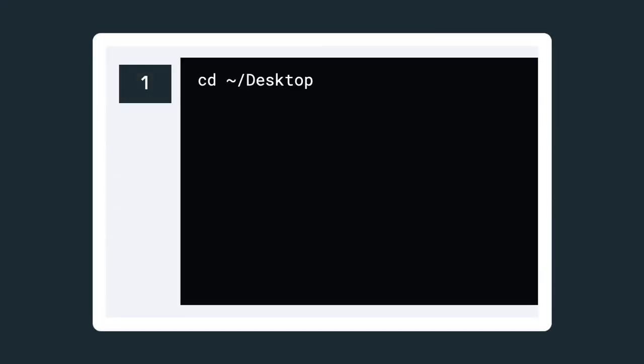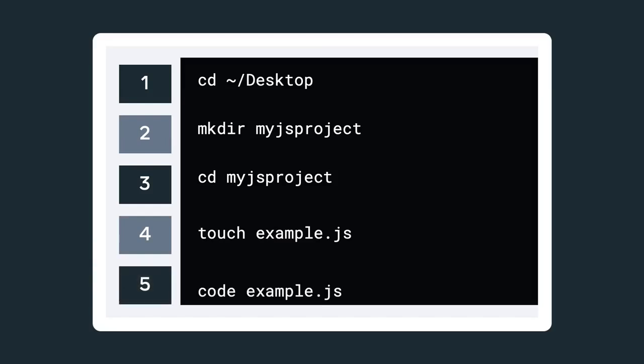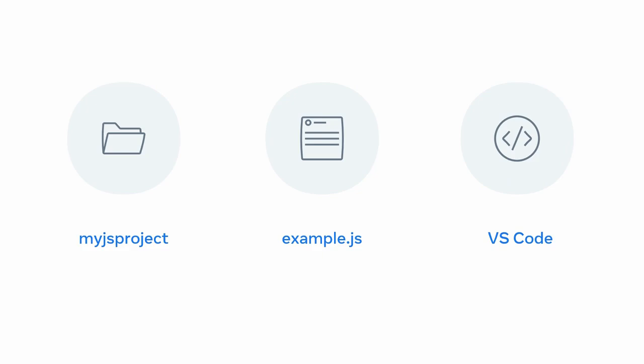The first action you'll do is to use the change directory or cd command. Then you want to use the mkdir command to make the new folder. To move into the new folder directory, you use the cd command again. And then you use the touch command to create the file. The final command is the code command, which will open the file in VS Code. If you've run all these commands correctly, you'll end up with a my.js project directory on the desktop with the example.js file inside of it, and additionally, that example.js file open inside VS Code, ready to be edited.